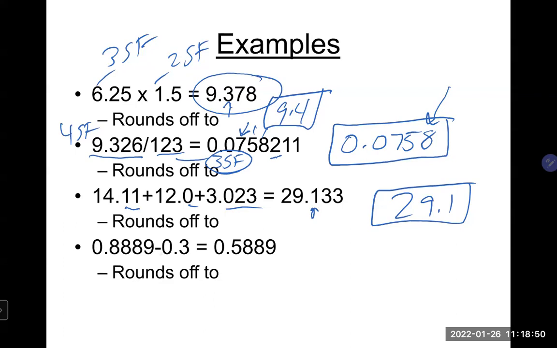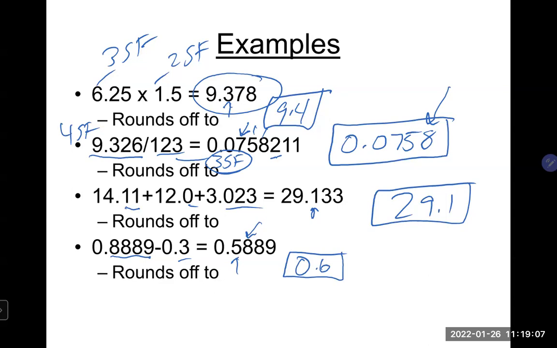Here we're subtracting. So again, decimal places: 4 decimal places, 1 decimal place, which means our answer should end up at 1 decimal place. That is an 8. So that looks like 0.6 would be our answer there.